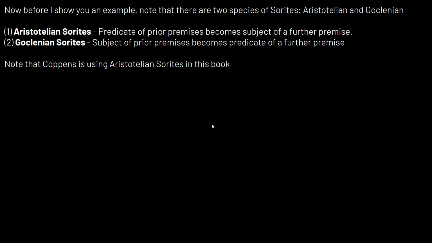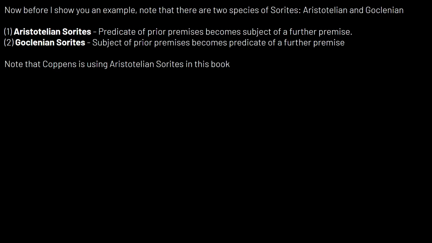Okay, moving on. Again, as I've said, these are more supplemental stuff. This was not in Coppens' book. But there are two species of sorites, namely Aristotelian and Goclenian. Now, Coppens is using the Aristotelian sorites in the book.